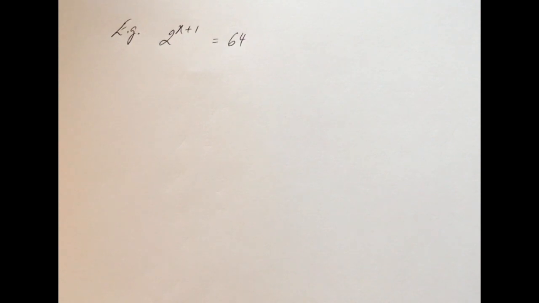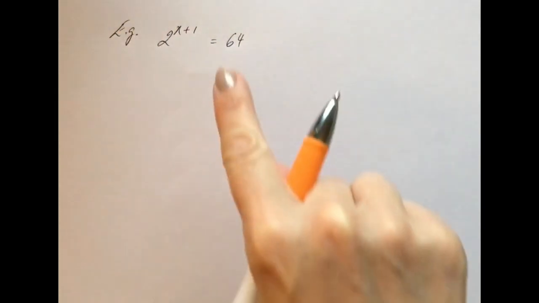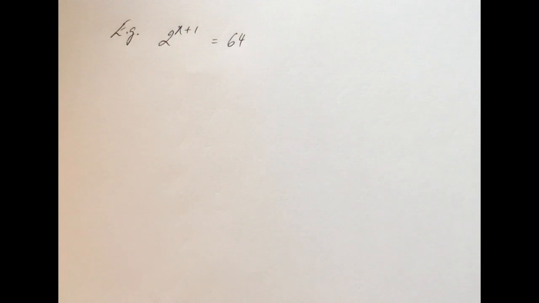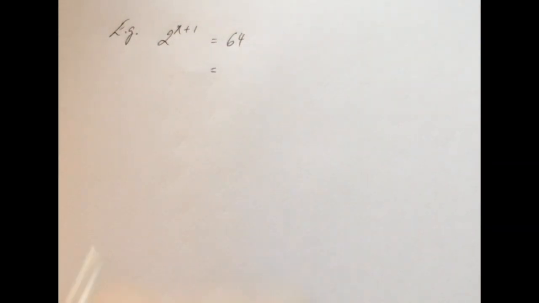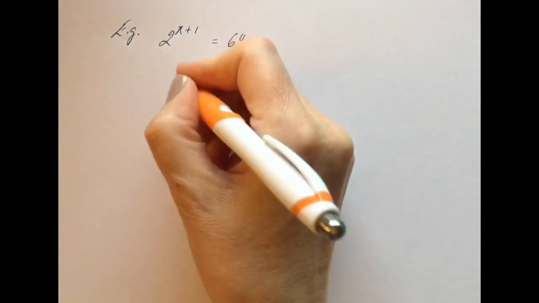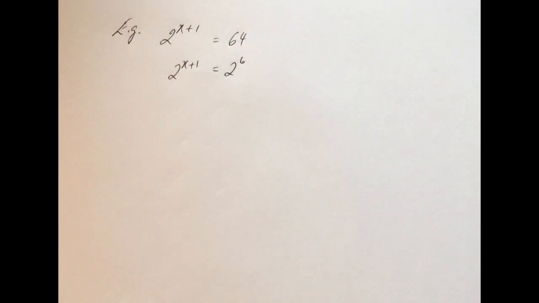Okay, so let's try this one. Again, pause the video if you feel confident. Here, of course, we have a power of 2. So the first thing we want to see is if we can write 64 as a power of 2. And we can. 64, and check it on the calculator if you're not sure, 64 can be written as 2 to the power of 6. So now on the left-hand side, we have 2 to the x plus 1, and on the right-hand side, we have 2 to the power of 6.